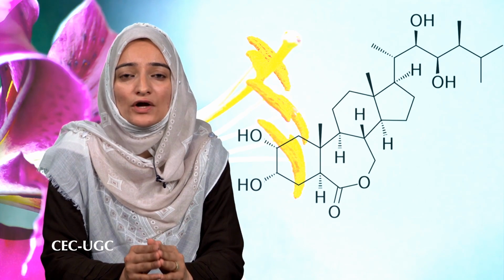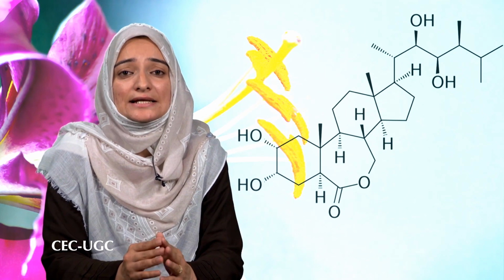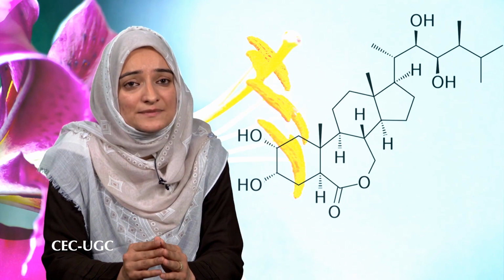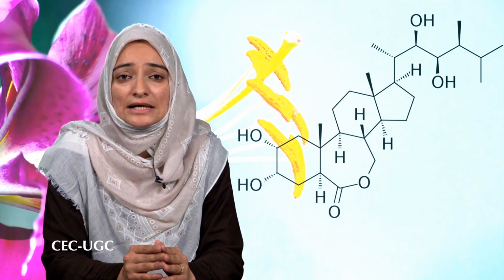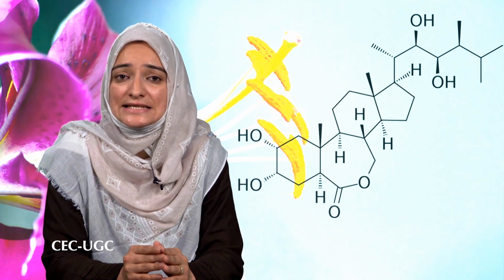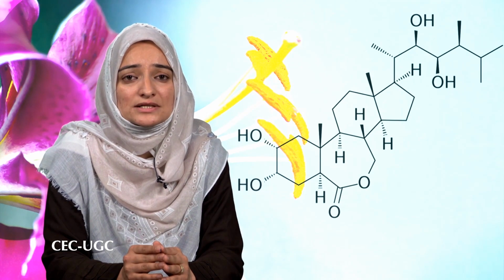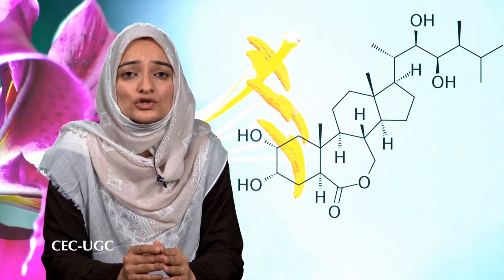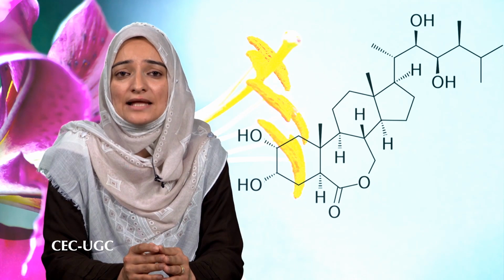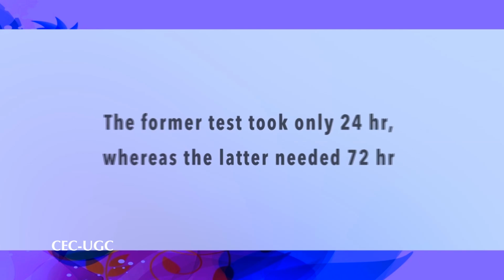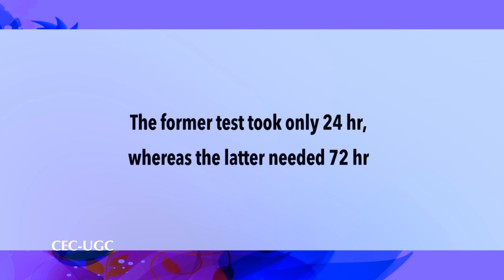The wheat leaf unrolling test, however, is a technically simple and time-saving bioassay because cutting wheat leaf segments is easier than cutting segments containing a second lamina joint as used in the rice lamina inclination test. The former test took only 24 hours, whereas the latter needed 72 hours.